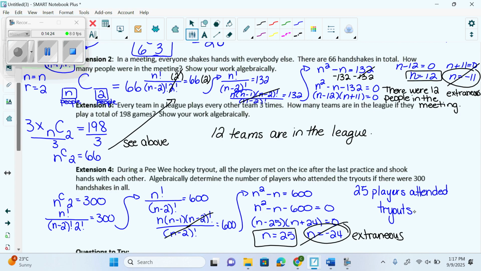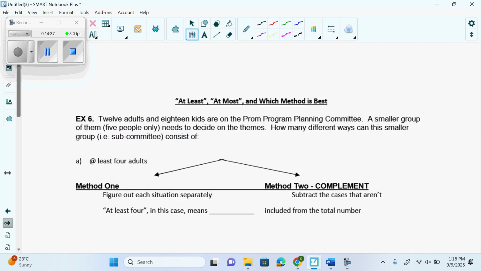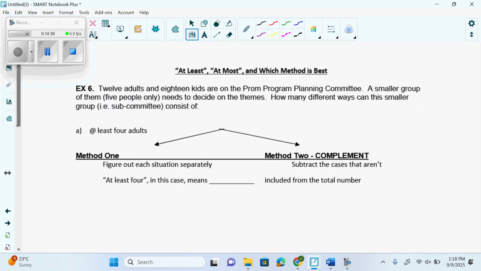Okay, then we're going to flip over to the next page. So we're doing at least or at most. Okay. So if we went to the store and we needed at least $5, does that mean we need $5 or more, or $5 or less? $5 or more, correct?